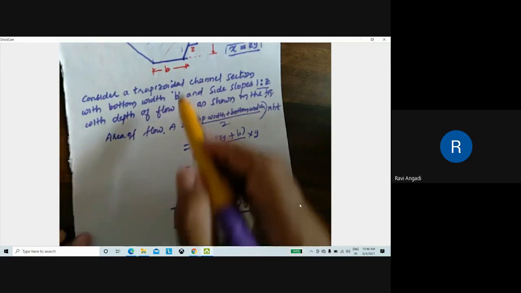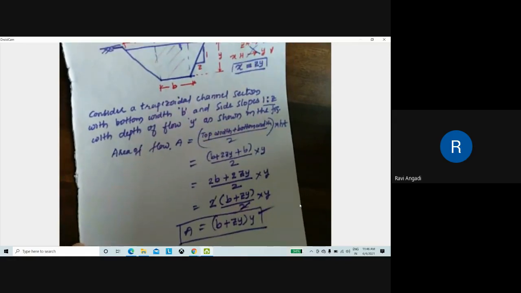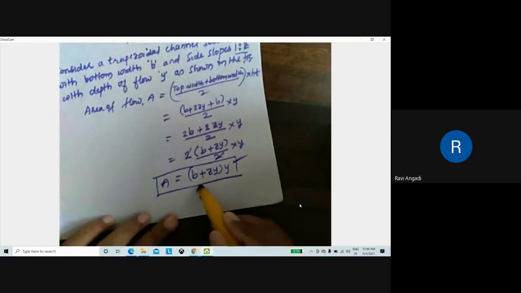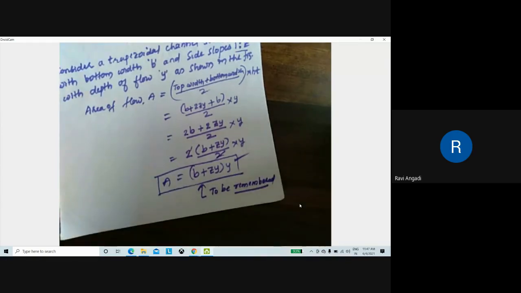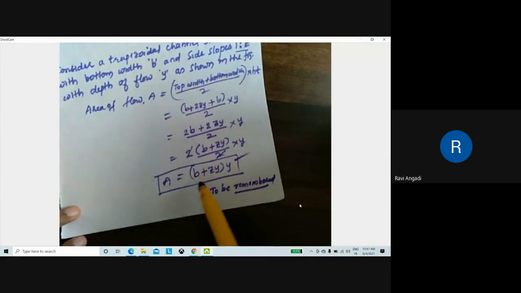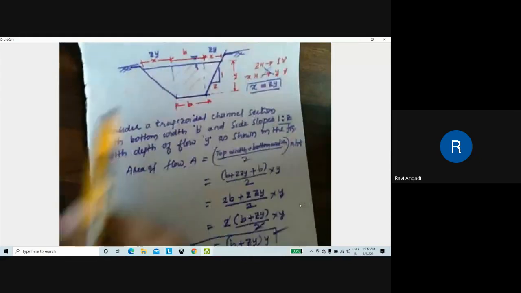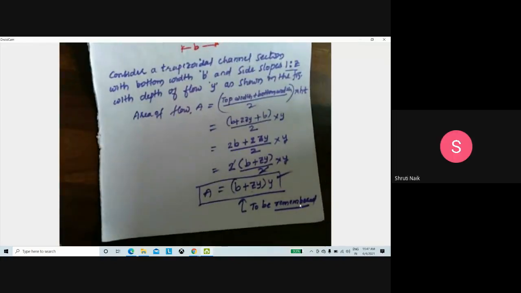Based on the side slope we have derived this. I hope you understood this derivation. This is important, I'll write here: to be remembered. Instead of writing all of this, top width plus bottom width, if you directly remember this, B plus ZY into Y, I'll get it from this figure. Is it clear?